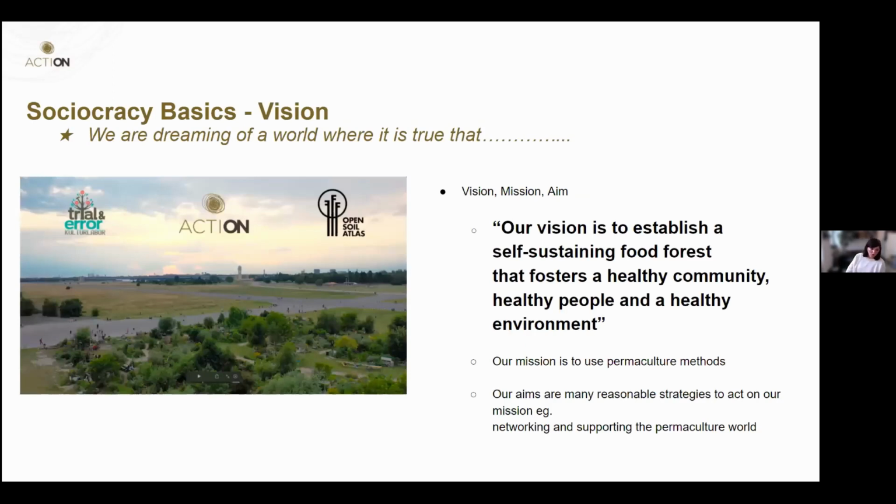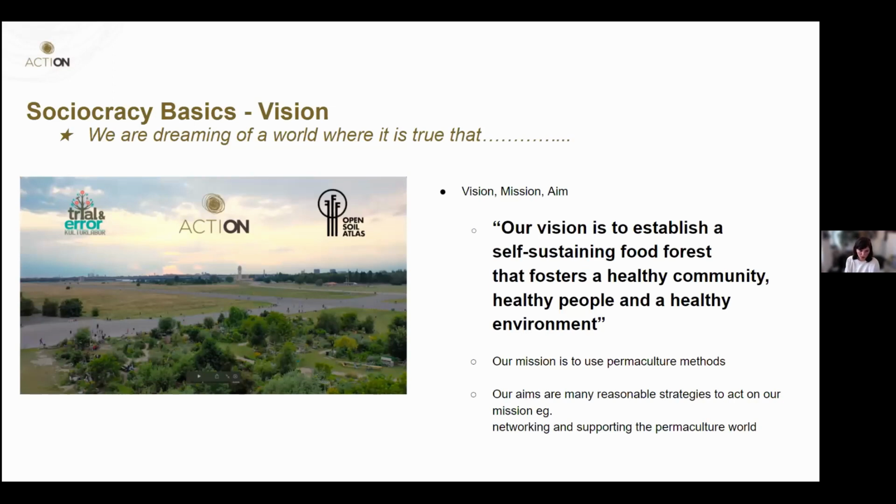Here's an example of a vision. Sociocratic organizations tend to thrive because they've got a shared vision which guides the decision making, which allows people to tolerate some discomfort or work in order to work towards a goal. This was our Feld Food Forest vision: to establish a self-sustaining food forest that fosters a healthy community, healthy people, and a healthy environment.